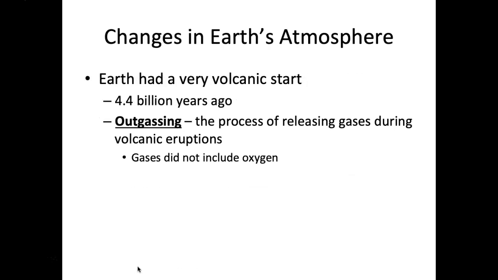So how did these layers of the Earth's atmosphere form? Scientists believe that the Earth had a very volcanic start to it about 4.4 billion years ago. And as these volcanoes started to erupt, they went through a process known as outgassing. This is the releasing of gases during the volcanic eruptions. Some of these gases are still found in the Earth's atmosphere today, like carbon dioxide. However, these gases did not include oxygen.